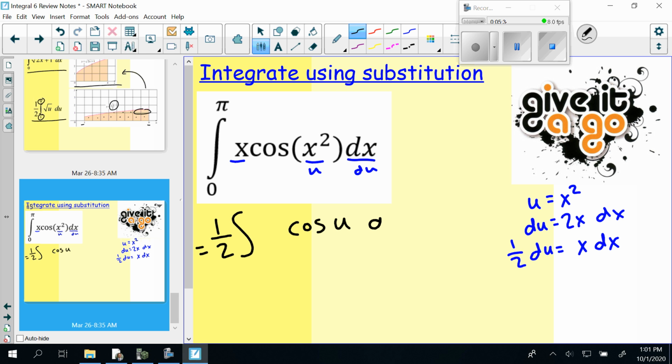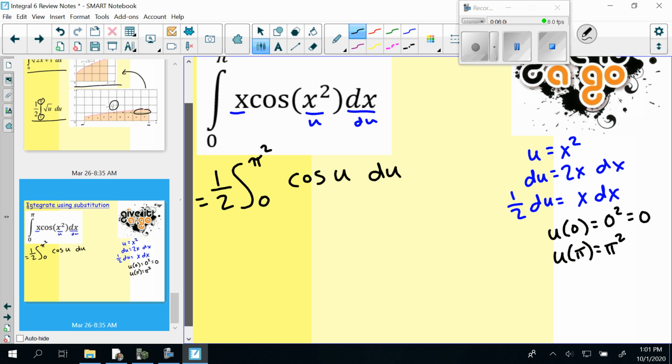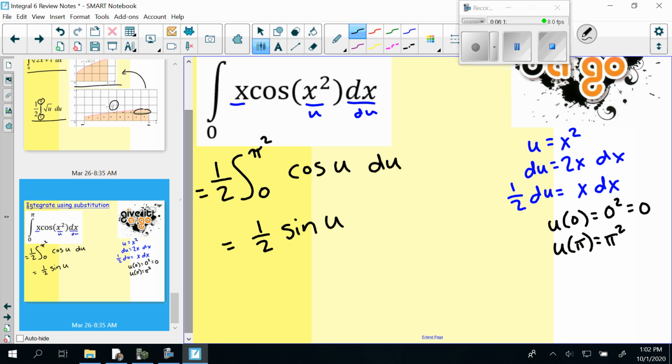And now we want to change our limits. So if you put 0 in, now we've got 0 squared, which is still 0. So this one stays at 0. If we put the other one in, pi, now it's pi squared. There's not really a way to simplify pi squared, so let's just leave it as pi squared here. Okay, so now we want to find that antiderivative. The antiderivative of cosine is sine. We've got that 1/2 we need to bring with us. This is a definite integral, so we need to evaluate it at pi squared and 0.